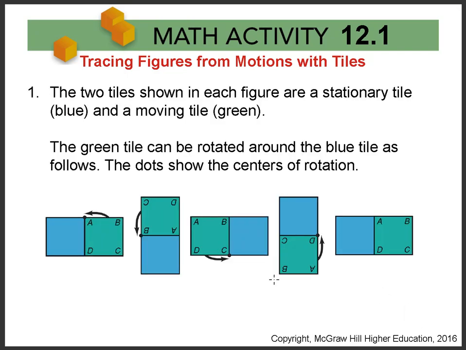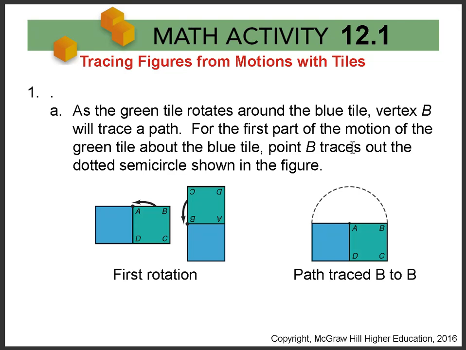In question 1, we have two tiles. The tile on the left is blue, and the tile on the right with the labeled vertices is green, and the green tile on the right moves. The green tile can be rotated around the blue tile as follows. It can rotate about the center of rotation here at point A up to the top, then again the center of rotation here at B to the left, then at the center of rotation C down to the bottom, and then around the center of rotation D back to the right.